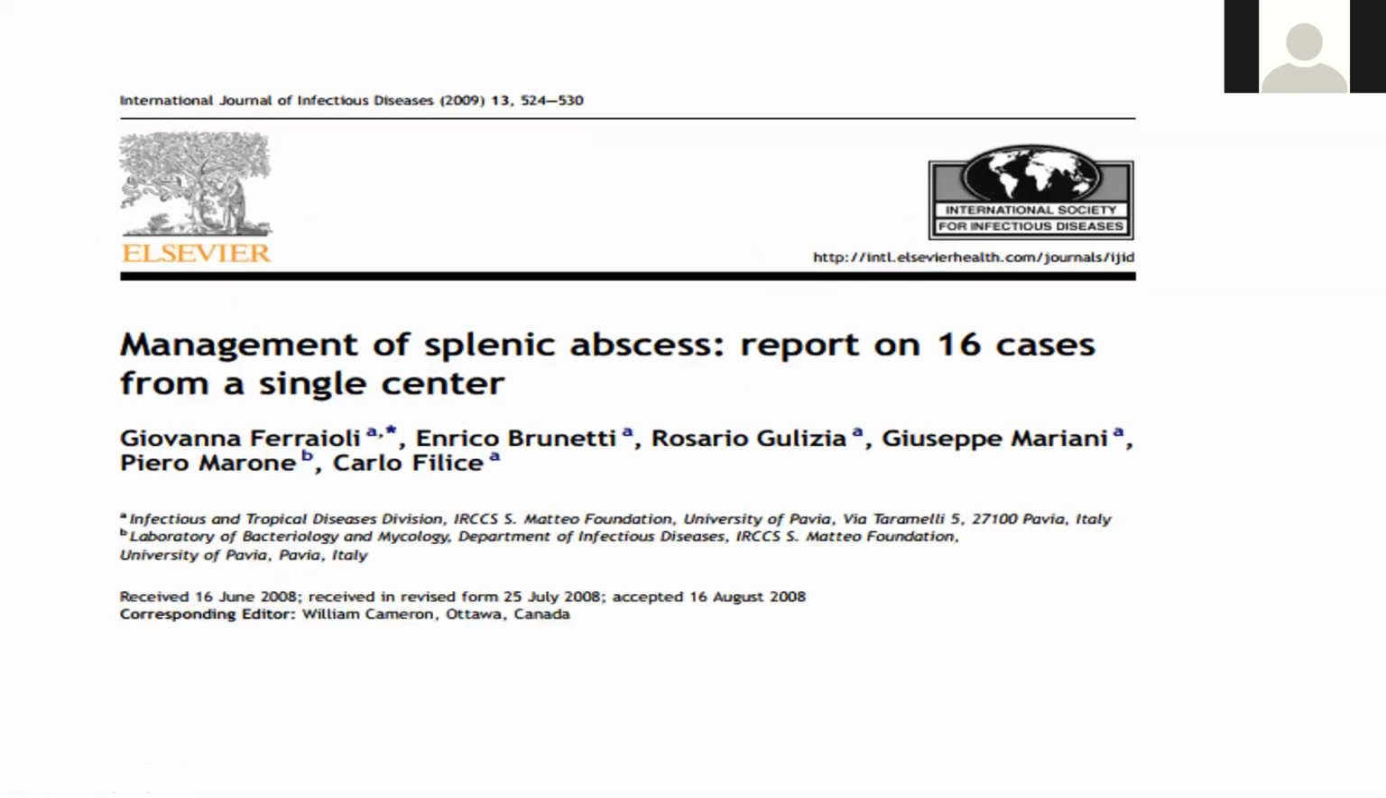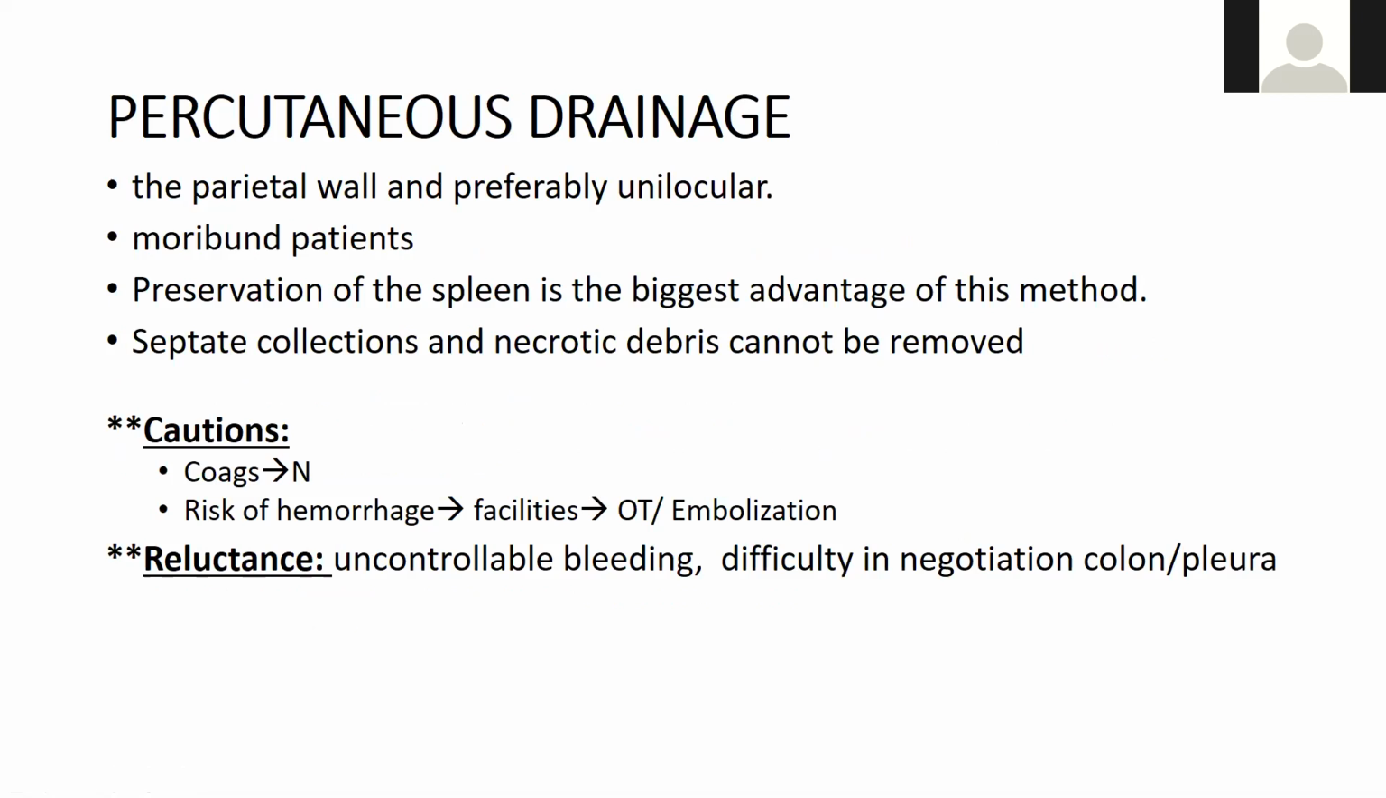This is another case report from Italy that studied patients over more than a 10-year period, and they accumulated about 16 patients, and they share the same sentiment that I had mentioned before. They stated that percutaneous drainage is usually reserved for patients who have a unilocular collection and patients who are high risk. So you have patients who are not anesthetically cleared, but you can do this temporizing measure of draining the source of infection prior to clearing them for the OT or prior to stabilizing them.